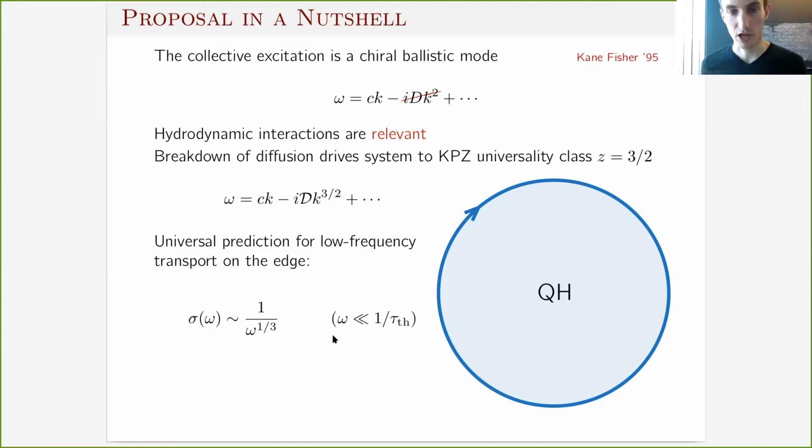But I'll be talking about this frequency region. Frequency or wave vector. So one consequence of this KPZ universality class is the dispersion relation for these collective modes. Another is that it controls correlation functions like transport at low frequencies. For example, it leads to a singular optical conductivity on the edge, which diverges with the power of frequency, 1/frequency to the 1/3.